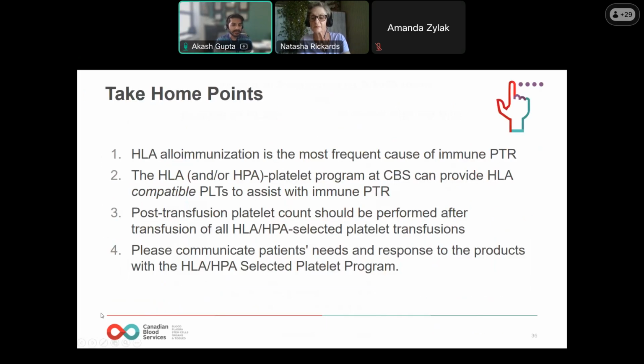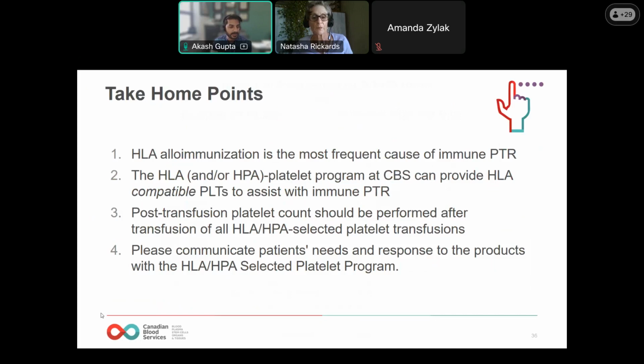So really, in summary, just a reminder that HLA alloimmunization is the most frequent cause of immune-mediated platelet refractoriness. Our program can provide HLA compatible platelets, or HLA selected, to assist with this. And to help monitor the effectiveness, because depending on the complexity of the patient and what's going on, we do recommend that post-transfusion platelet counts be done every time a patient gets an HLA selected platelet, just to see how well they respond. And if that gets fed back to us, we can use that to select future donors for that patient.